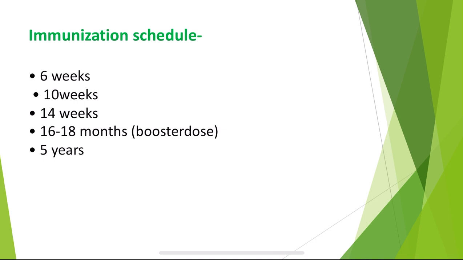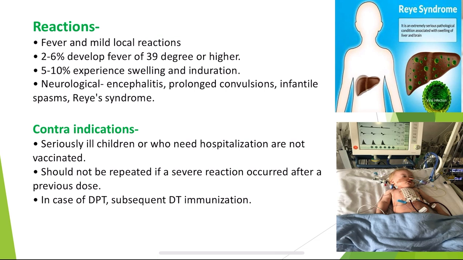Moving further to the immunization schedule: it is 6 weeks, 10 weeks, 14 weeks, a booster dose at 16 to 18 months, and a booster dose is also given at the age of 5 years. Is it clear? What is the immunization schedule? 6, 10, 14. You can add plus 4: 6 plus 4 is 10, 10 plus 4 is 14. You can remember it like this. 6 is the number you have to remember, plus 4, plus 4. So 6, 10, 14 weeks, a booster dose at 16 to 18 months, and at 5 years.